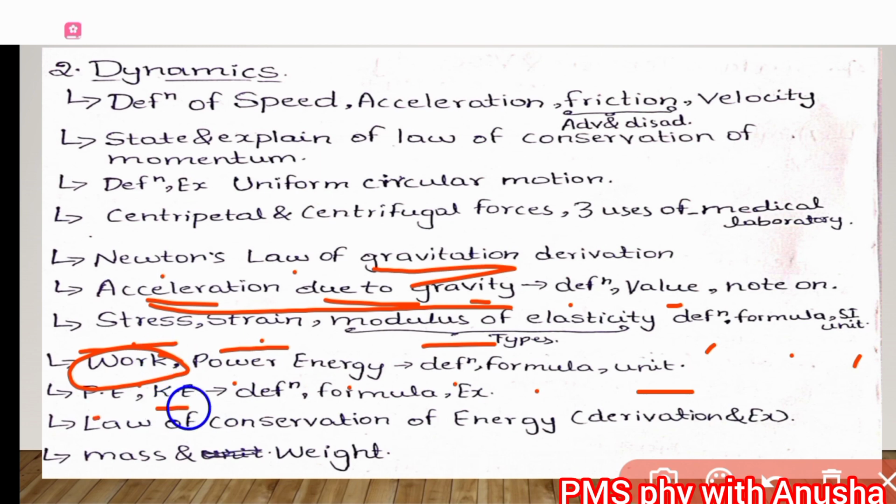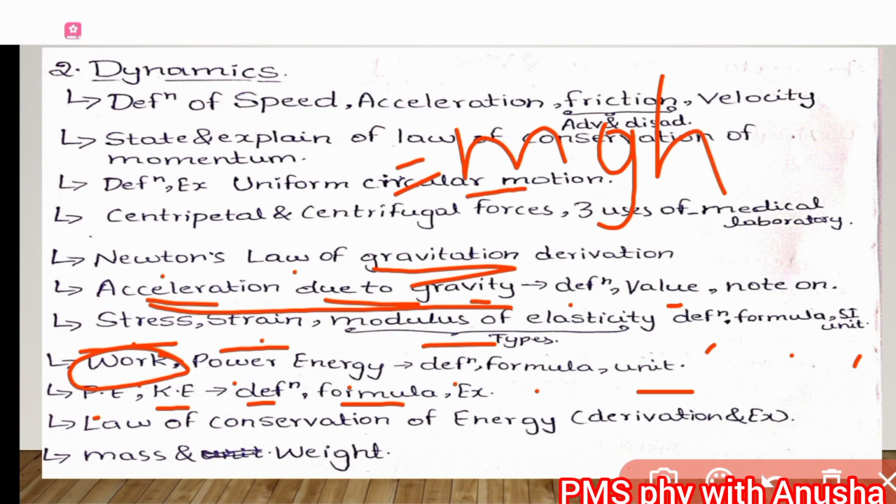Next, study potential energy and kinetic energy, their definition, formula. In the formula you have to explain each term. For example, potential energy is equal to mgh. Here you have to particularly mention where m is mass, g is acceleration due to gravity, h is height. Next, you have to mention an example.